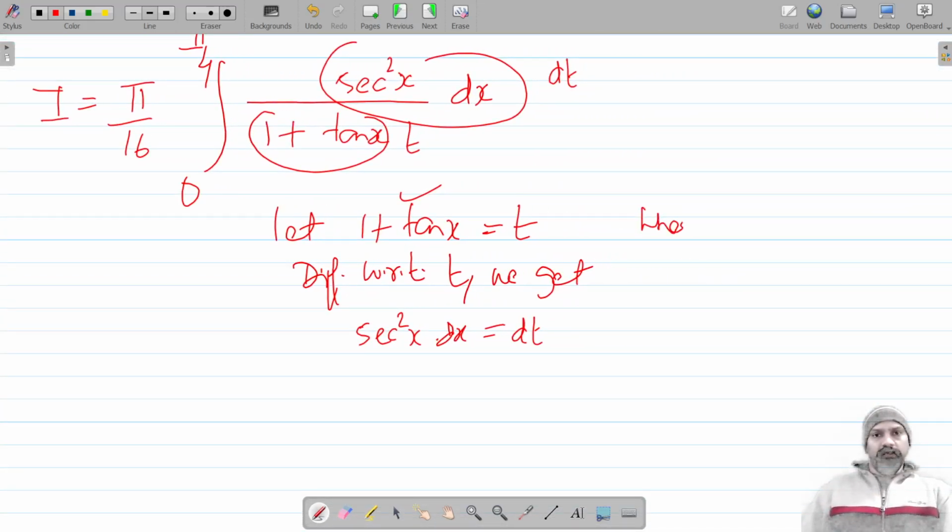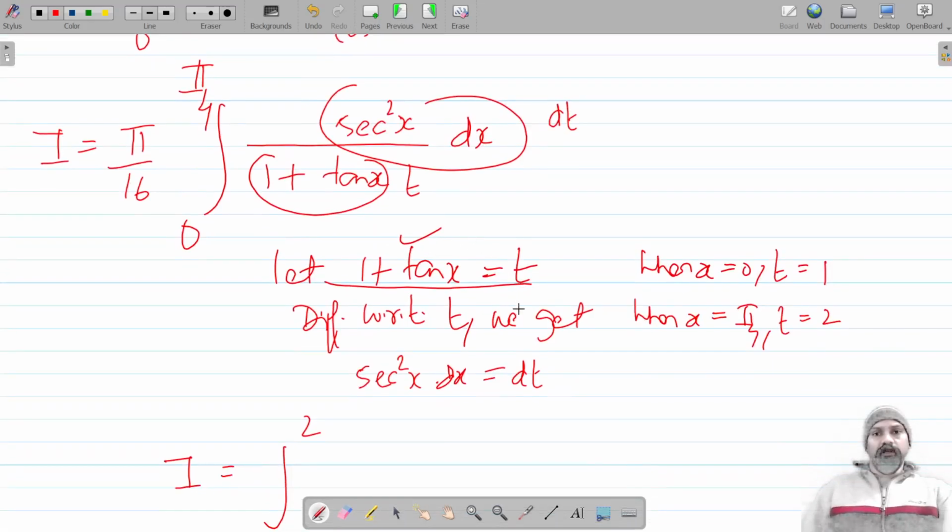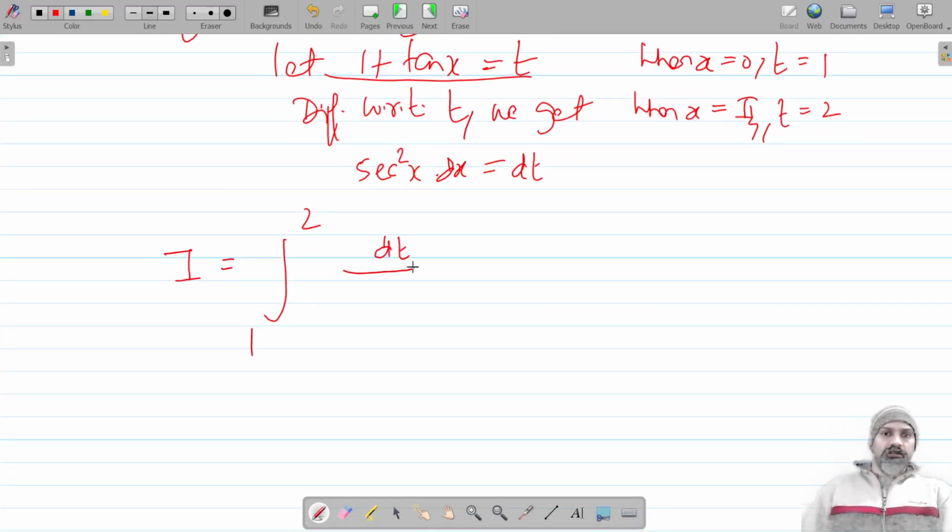So for this, when x is equal to 0, tan 0 is 0 and t is 1. And when x is equal to pi by 4, tan pi by 4 is 1, so t becomes 2. And finally, our new limits are 1 to 2. Secant square x into dx is dt. This is 1 by t, so the integral is log t from 1 to 2.